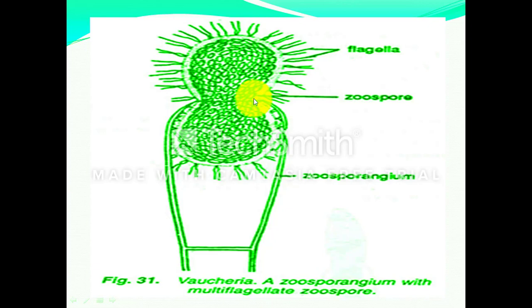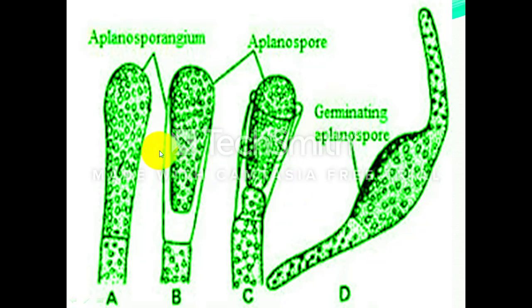The central vacuole decreases in size and the nuclei arrange themselves at the periphery, opposite each flagella pair. These compound structures may be regarded as a group of biflagellated zoospores which have failed to separate. The center of the zoospore is occupied by a central vacuole. So this is the zoosporangium, in which the zoospores are produced as the asexual reproduction of Vaucheria. These are the aplanospores.